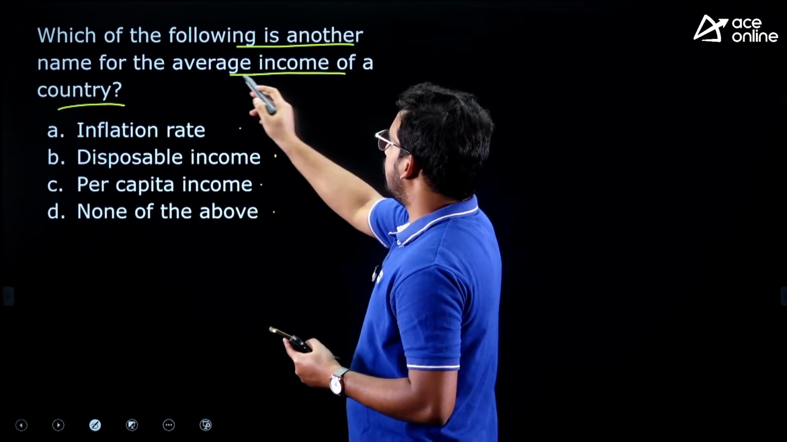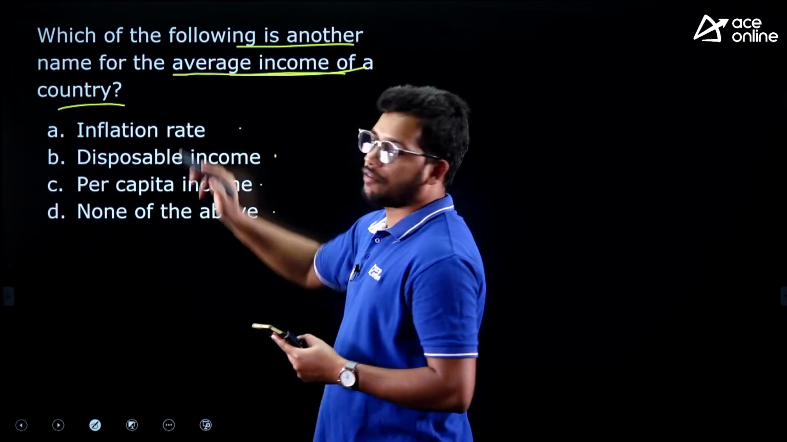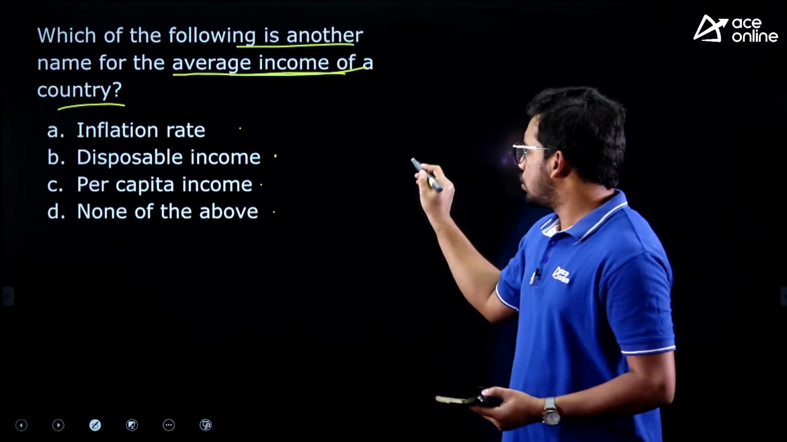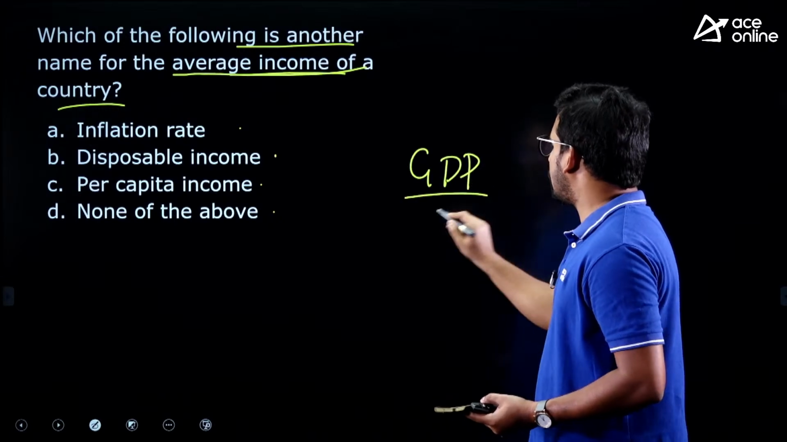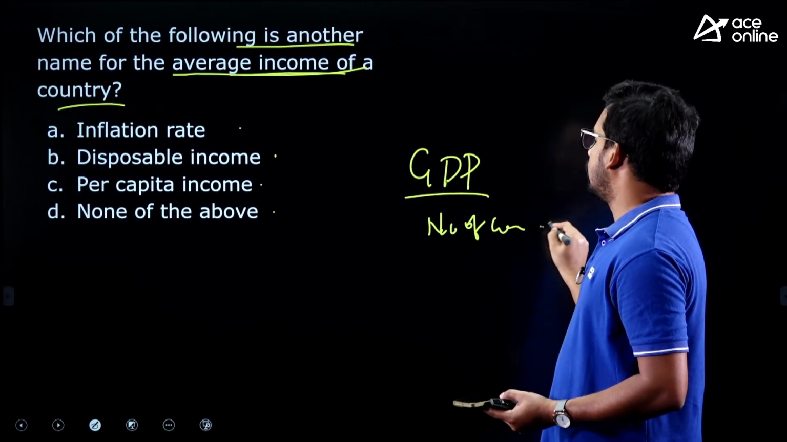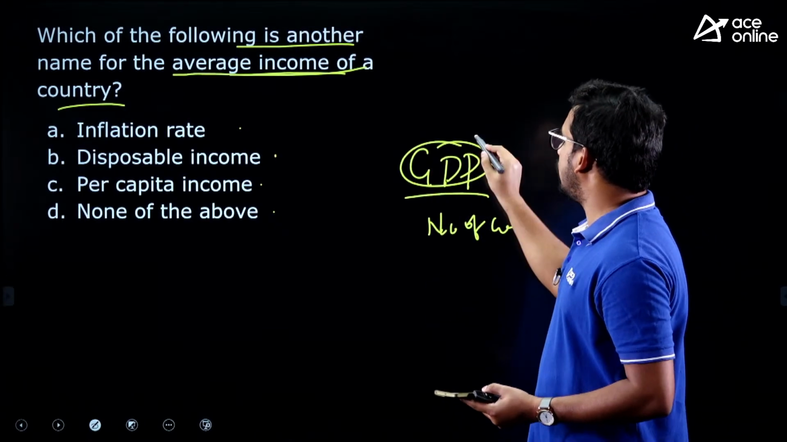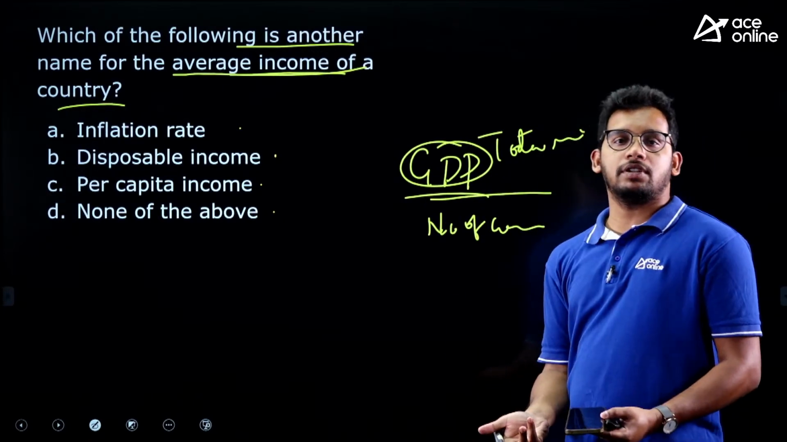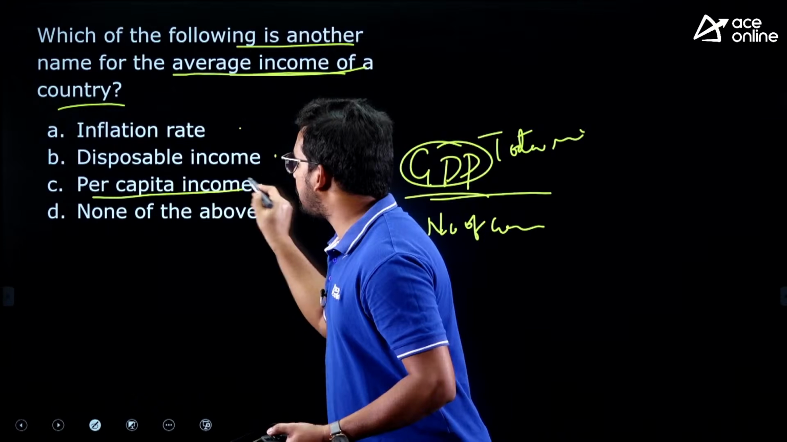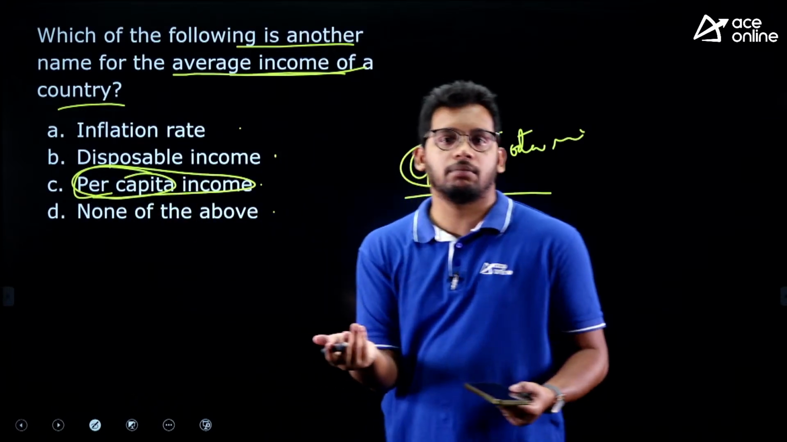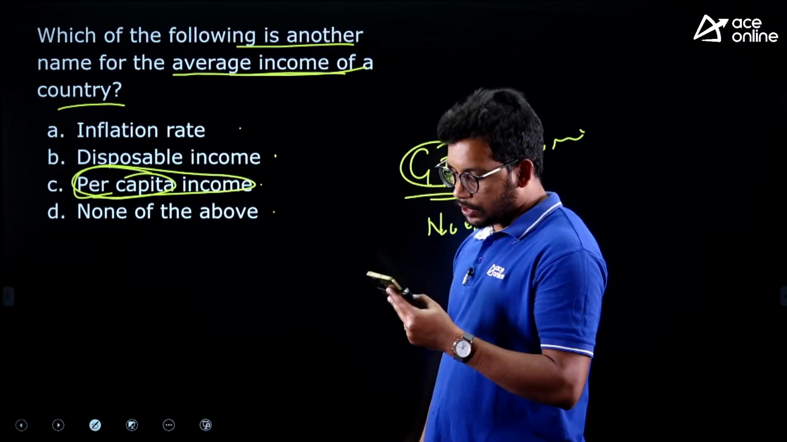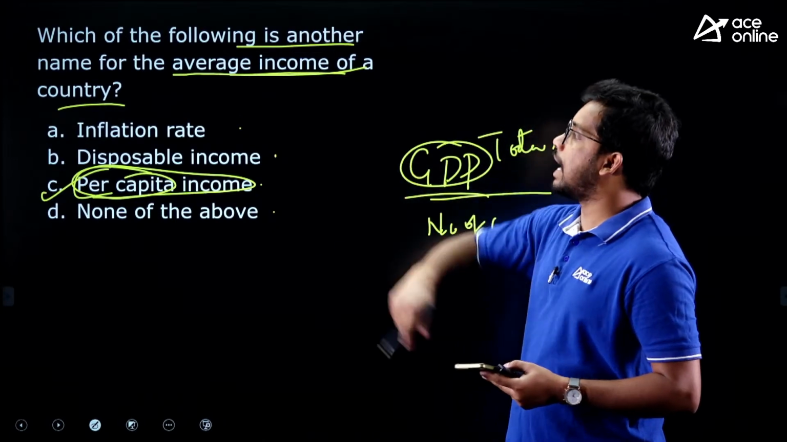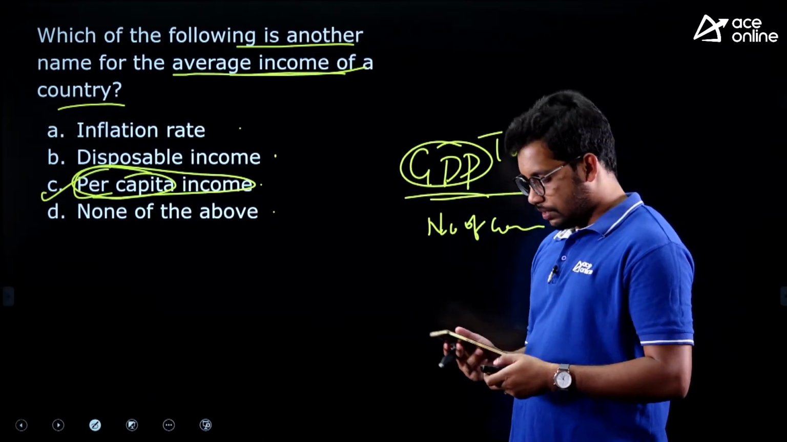Which one of the following is another name for average income of a country? Average means what? The total income generated by the individuals, total income, GDP for example, divided by the number of population of a country. So you take the total income of the country divided by the number of individuals. That is called per capita income. Very simple. Per capita is the meaning. Very direct question. Very good, Jahnavi has answered correctly. So per capita income is also called the average income of a country.